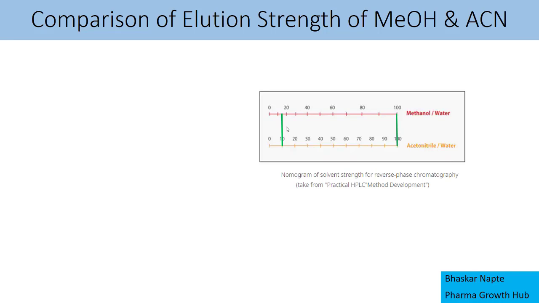But when you move towards the higher proportion of organic solvents, at the end you will find that there is not much difference in the mobile phase strength prepared with methanol or acetonitrile.